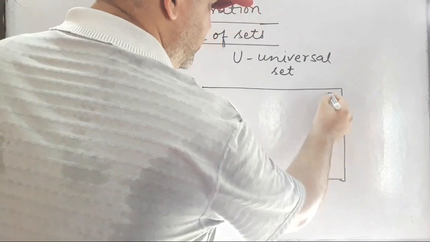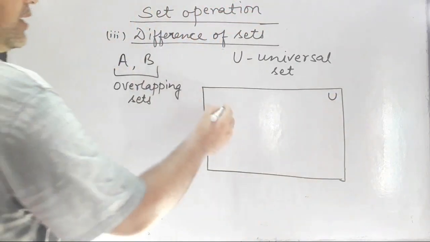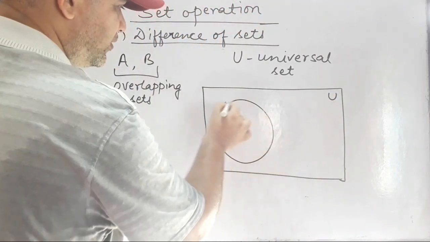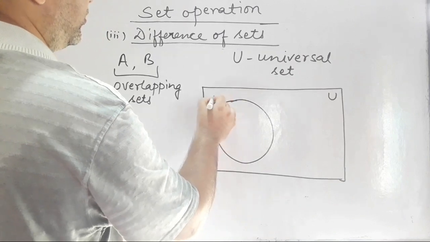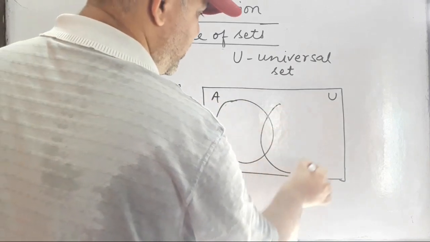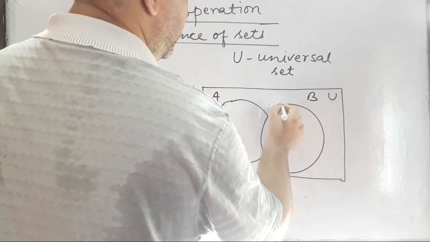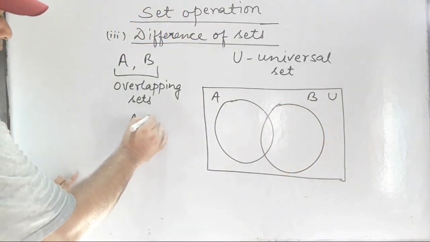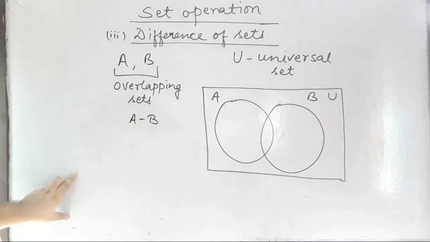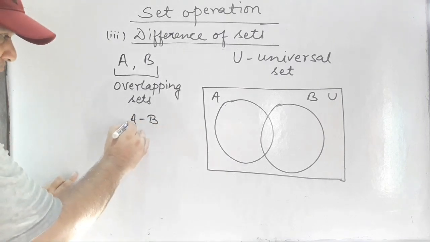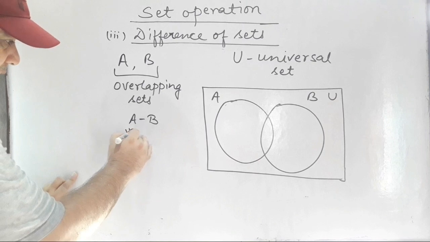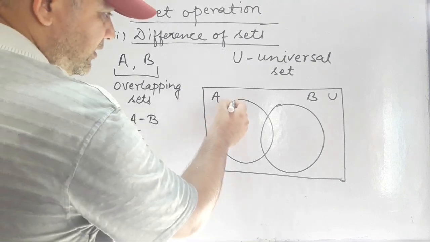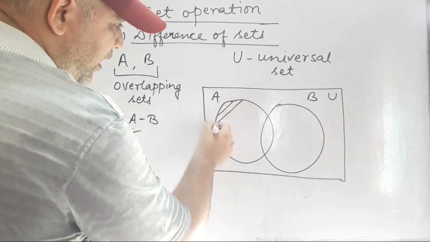Universal set U. And since A and B intersect with each other, they are overlapping sets. This A and B, overlapping sets. Now I want to write A minus B. I want to show A minus B in a Venn diagram. It means the elements contained only in set A. Now I shall shade only the A part.